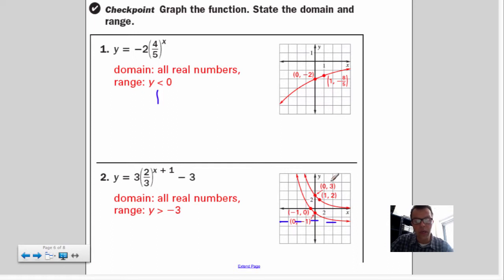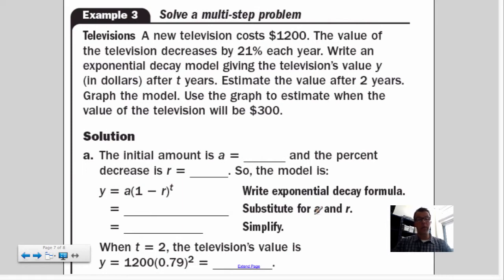Your (0, 3) was subtract 1, subtract 3, and you got this point. And your (1, 2) should have come out to (0, -1). Nice work. So we have a word problem, right?